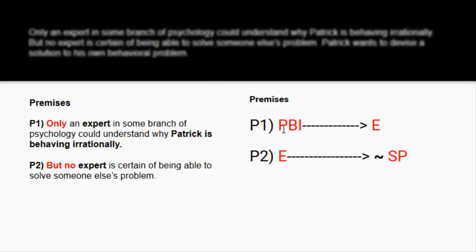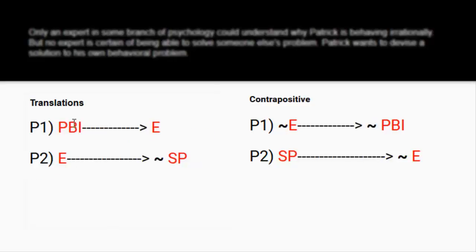So premise 1 and 2, PBI, arrow, E, expert. Then expert, it looks like we could hook it on to premise 2, expert, arrow, not SP. So that means that if Patrick is behaving irrationally, then he's an expert. If he's an expert, then he cannot solve his own problem, basically. Let's see what we have here now. All right, let's do the whole translation, okay? So the translation would be basically PBI to E to not SP.